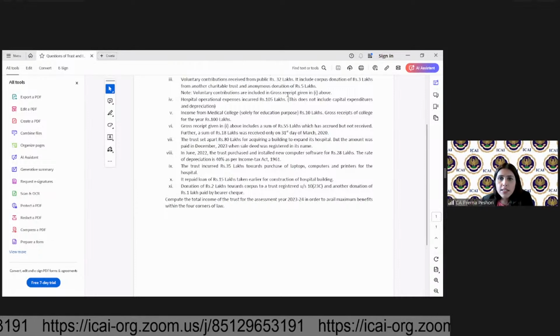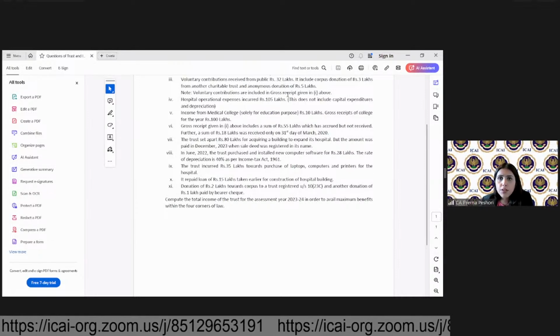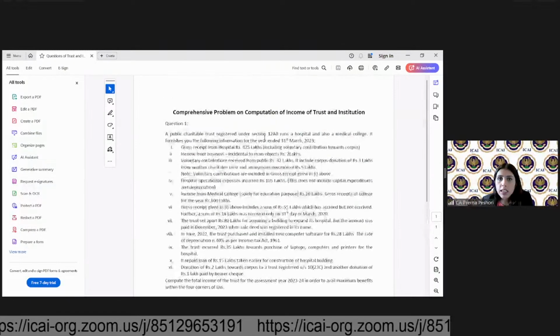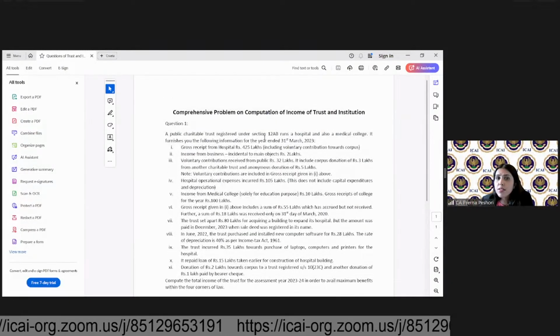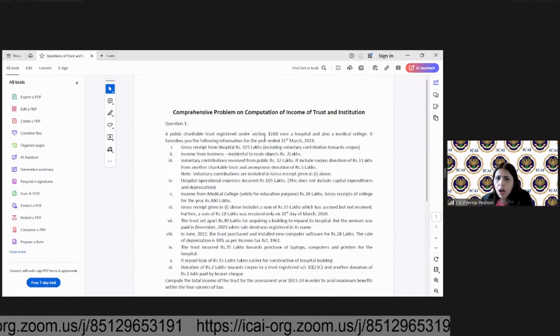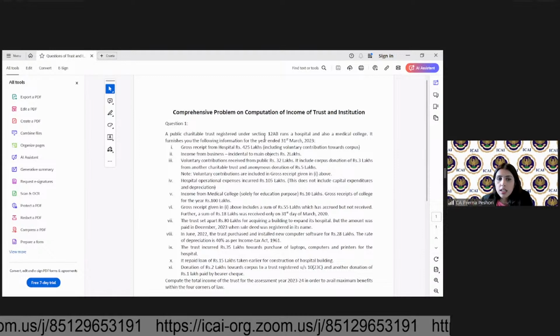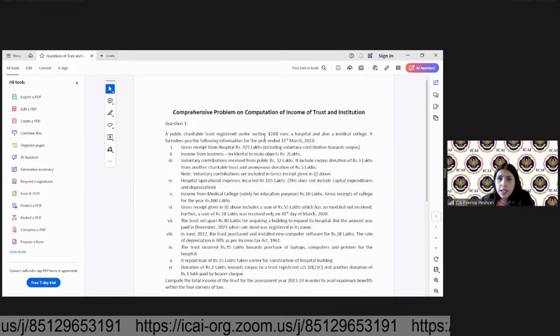So first, in this particular case, the first point would be that the trust is a charitable institution registered under 12AB. So how does the registration under 12AB work? Yes, how does the registration under 12AB work?